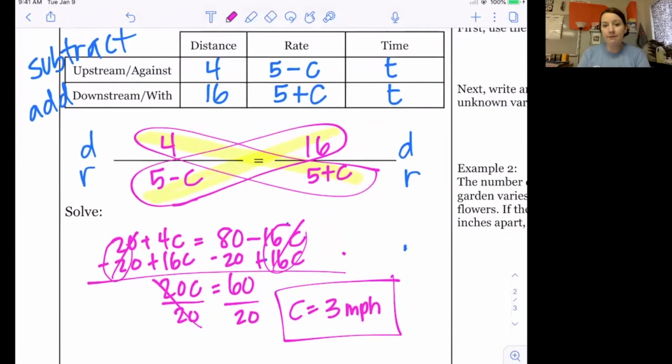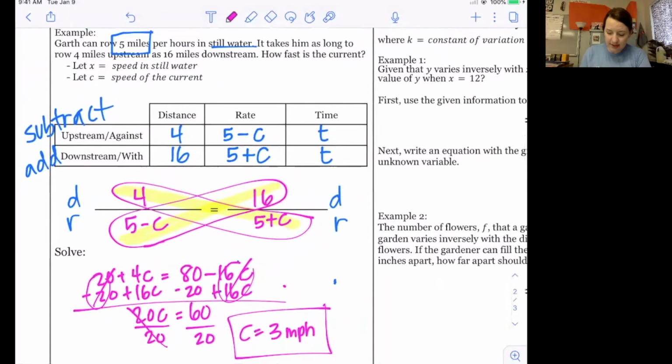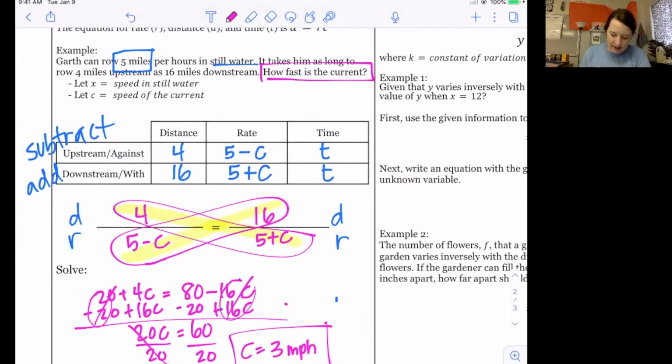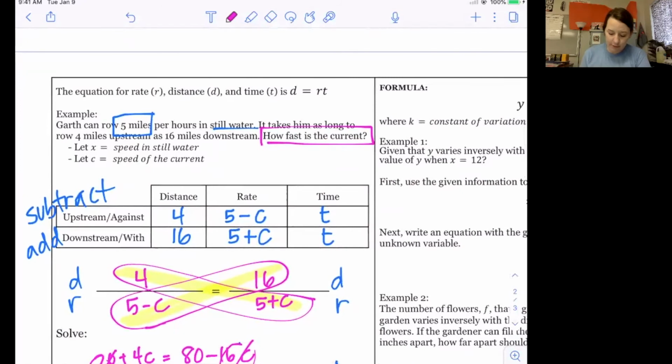Okay, I could then find out the amount of time that he is taking to go those distances if I wanted to. The question just asked me how fast the current is. But now that I know my rate is a 3 for the current, I could plug it into either one.